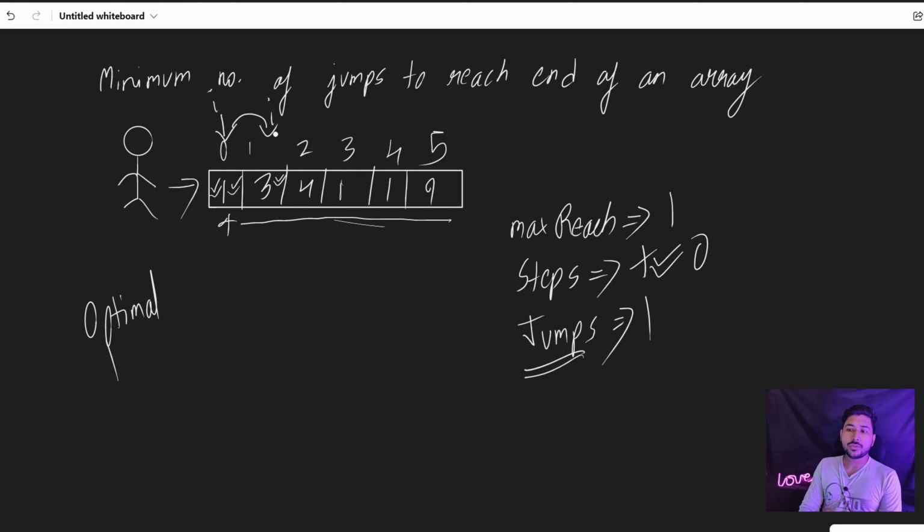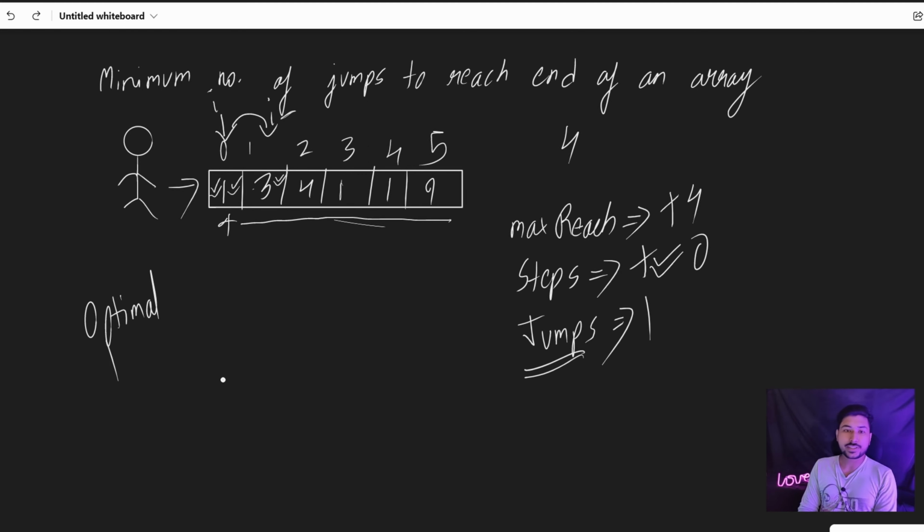What you will do here is whatever is the value at I, just add this value to I and see if it is the maximum reach. This 3 plus 1 is 4. 4 is greater than max reach. So replace the value here. After replacing the value, the steps value is 0. You don't have any further steps.